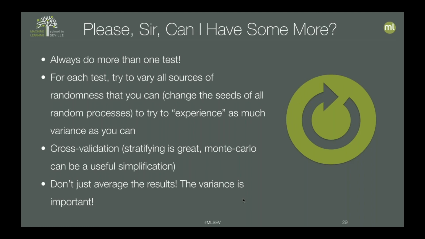So cross-validation is a great way to do multiple tests. If you do the Monte Carlo version, where you don't split into folds, instead you just take random subsets, that can be useful. You can stratify. That's another really good technique to reduce the variance in your results a little bit. But yeah, definitely do more than 1 test, know what all these things are, and use them to the extent that you can. And don't just average and say, oh, this has a better average result over those 20 trials. That's the one that's better.